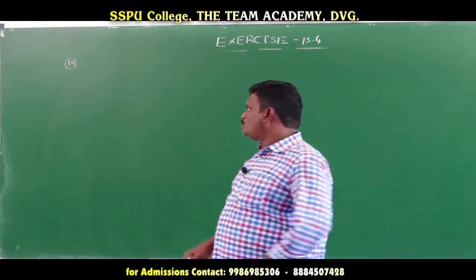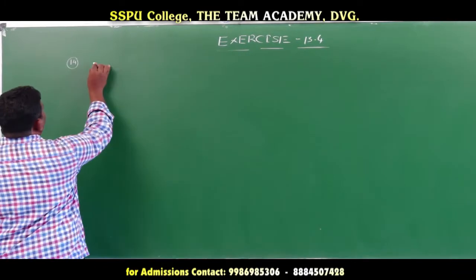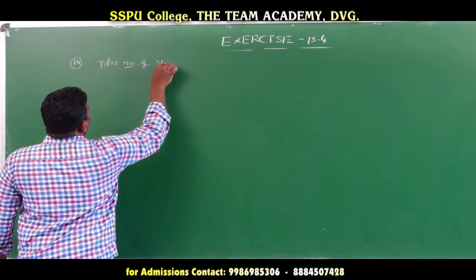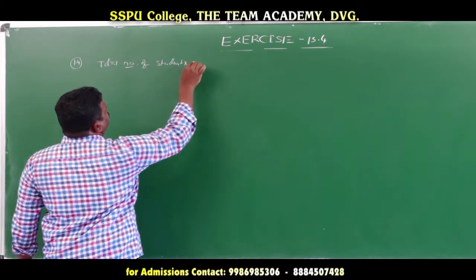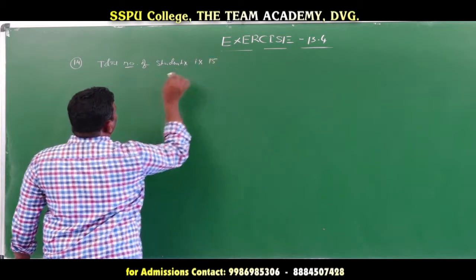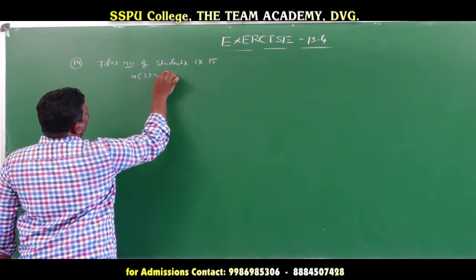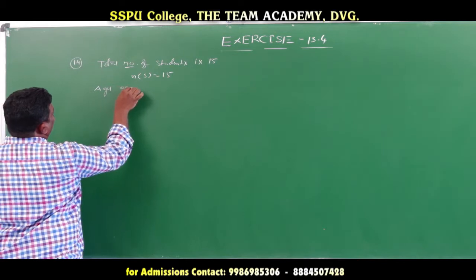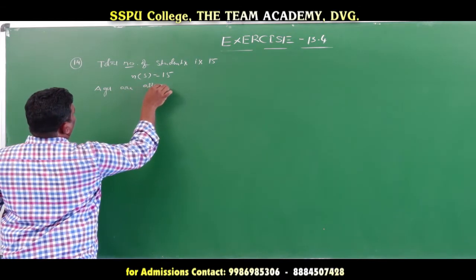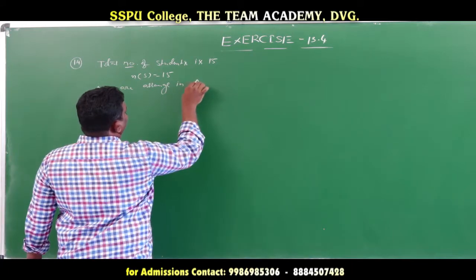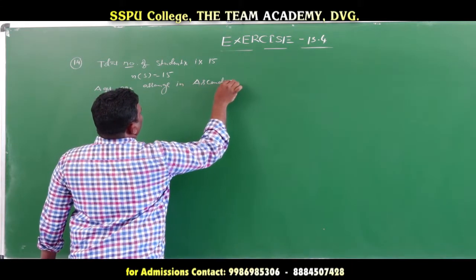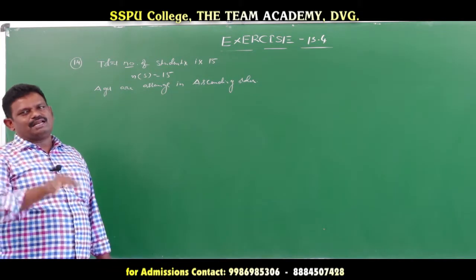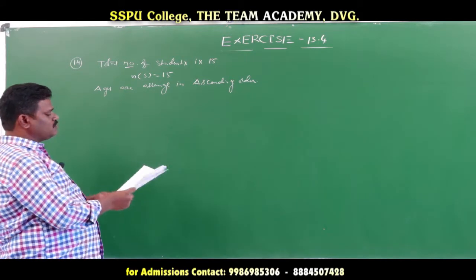First, the total number of students: n(S) is 15. Now the ages are arranged in ascending order. Why arrange in ascending order? Because this is a statistical problem. Ascending order means small to big numbers.